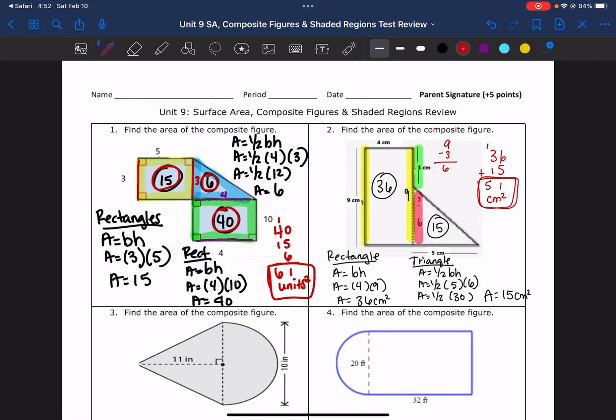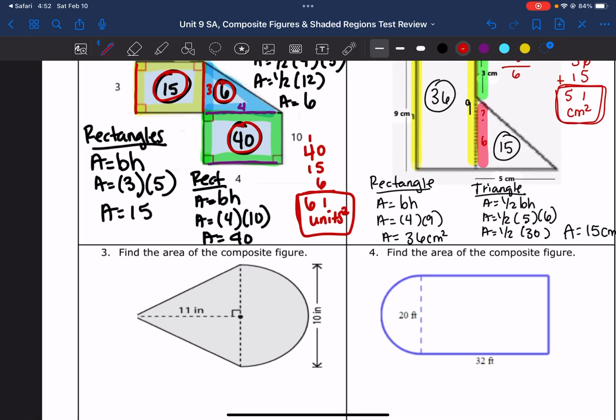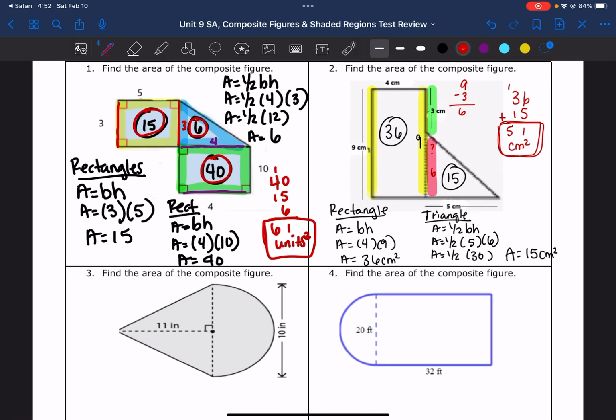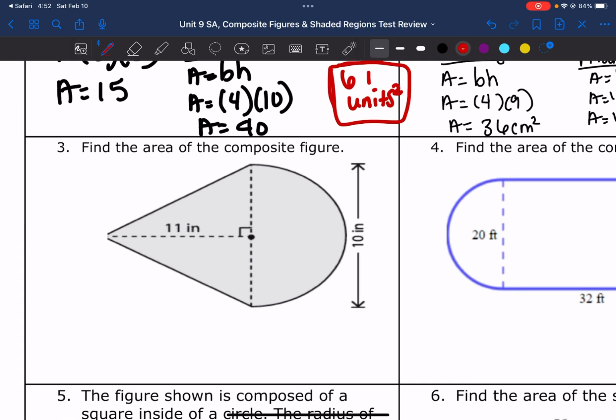Okay, let's look at number 3. Take a moment to pause if you need to get this down or study it. And let's go to number 3. So number 3, a couple of things that I want to do first. I want to make sure that I have all of the lengths that I need.